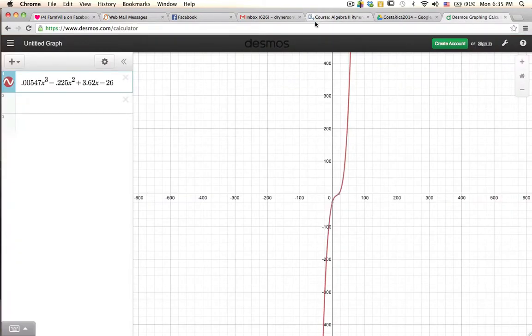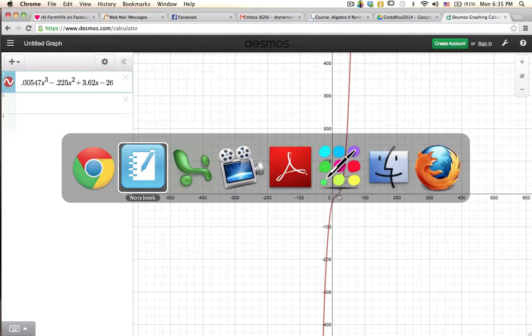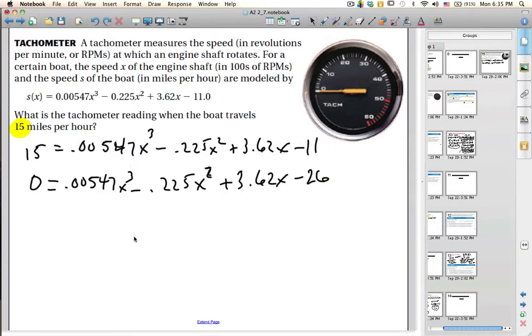So you see I've plugged this function in here, and I asked it to graph, and now I'm looking for my solutions. So here's my x-intercept. It's at 19.9. X is 19.9 when y is equal to 0. So that's my solution. X will be equal to 19.9.